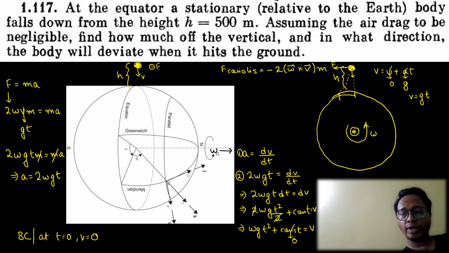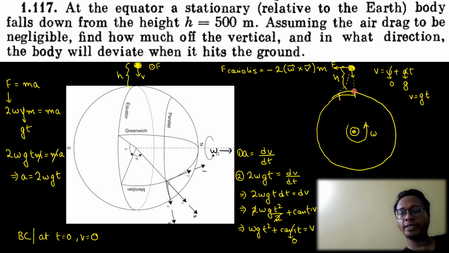So at time t is equals to t, velocity is equals to omega g t square. Now I have to find out at what time does the particle fall down from height h.